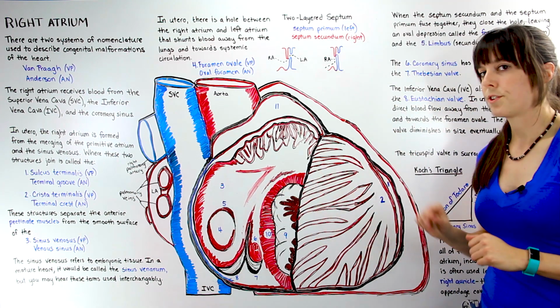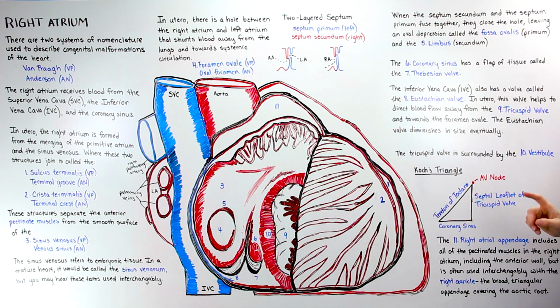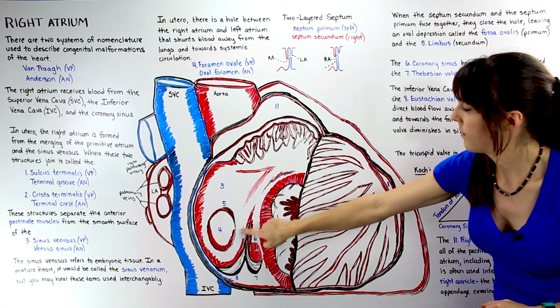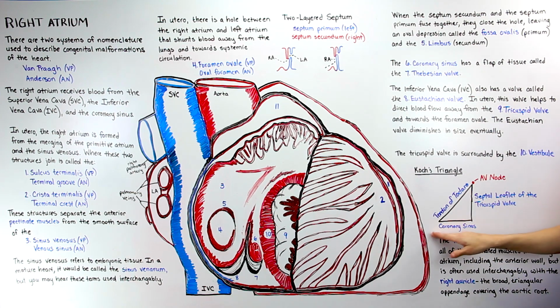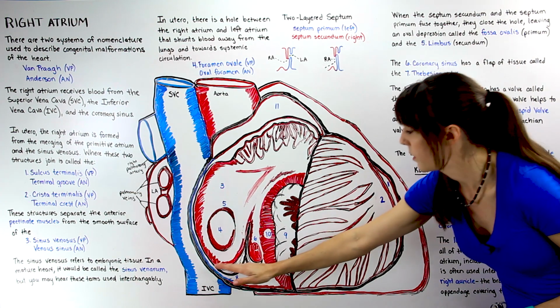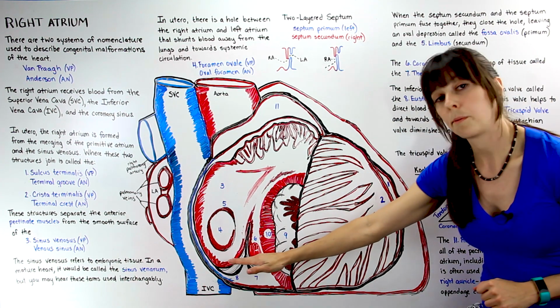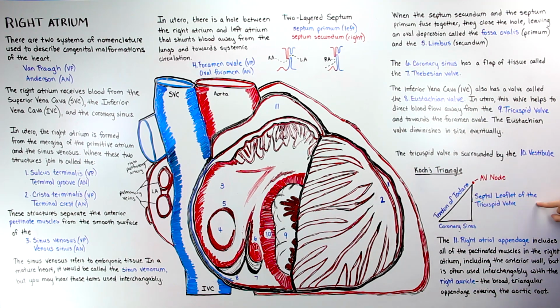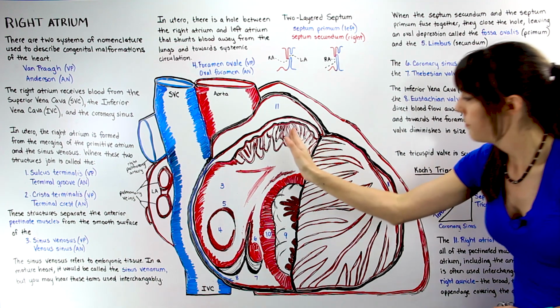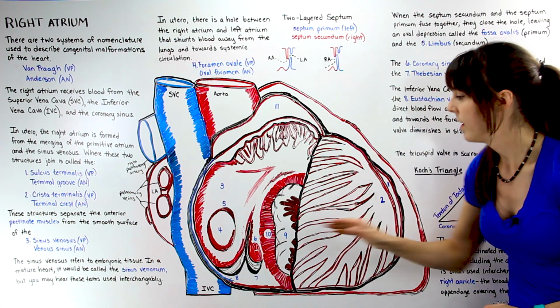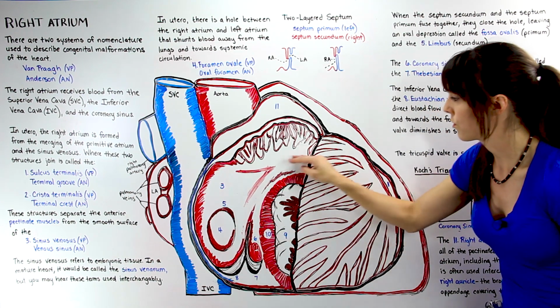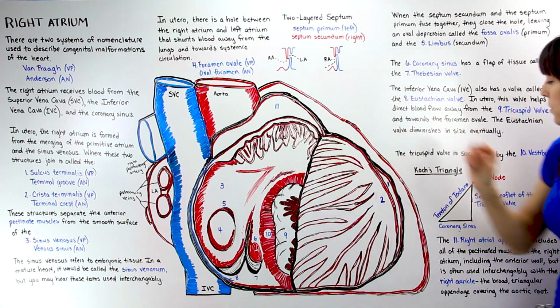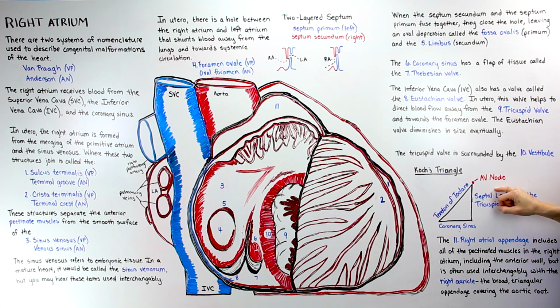And this tendon is useful in helping us to locate Koch's triangle. Koch's triangle is a triangle that is made of 3 sides. The tendon of Todaro, which we've identified as being right here. The coronary sinus forms the base, so we could say the base of the triangle would be here. And the septal leaflet of the tricuspid valve makes up the side of the triangle. And the point at which these 3 structures merge together would help us to identify the AV node.